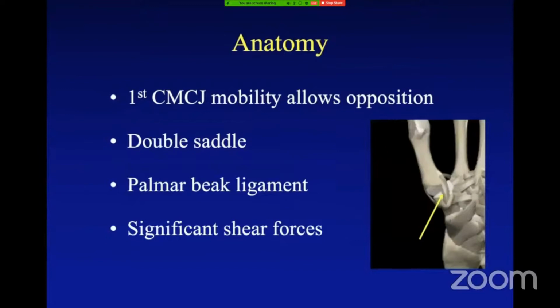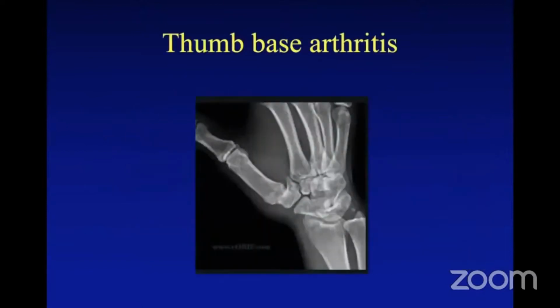The joint pivots around the palmar beak ligament, and this involves significant shear forces on the joint. This shear force results in frequent arthritic changes. The X-ray shows the typical features of subluxation, osteophytes, and joint space narrowing.